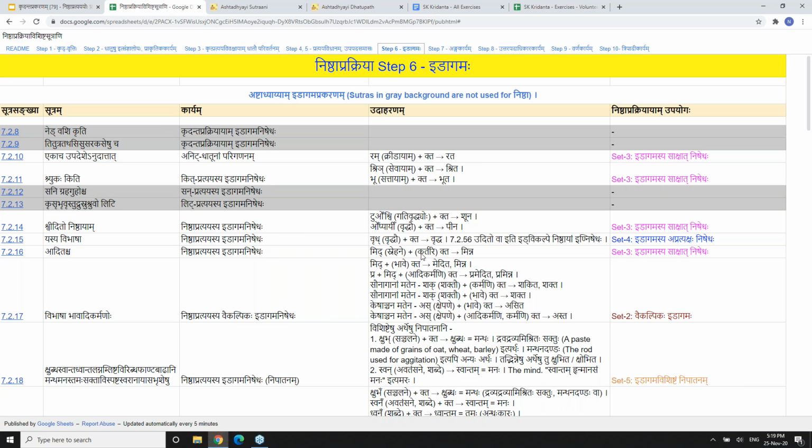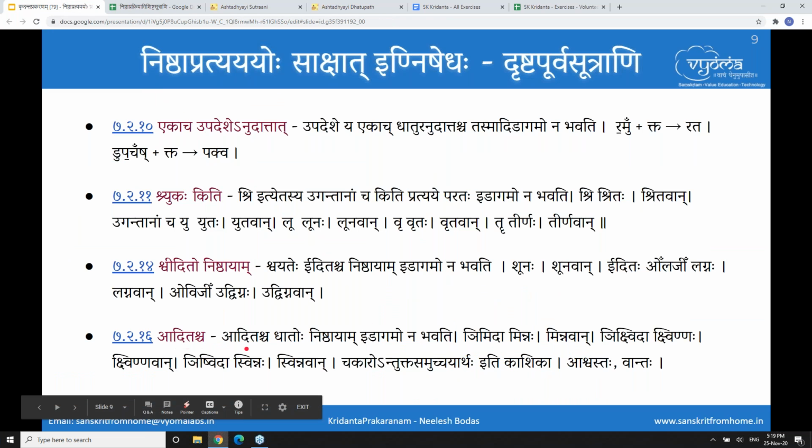So mida snehane kartarikta asti minna iti idagamah nishiddha asti. So aditascha dhatoho nishtayam idagamah na bhavati, minnaha, minnavan, shvinnaha, svinnavan, and so on.